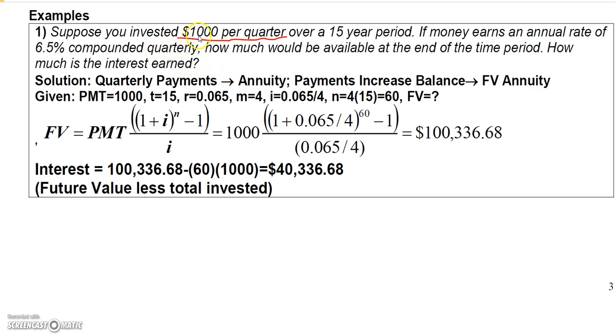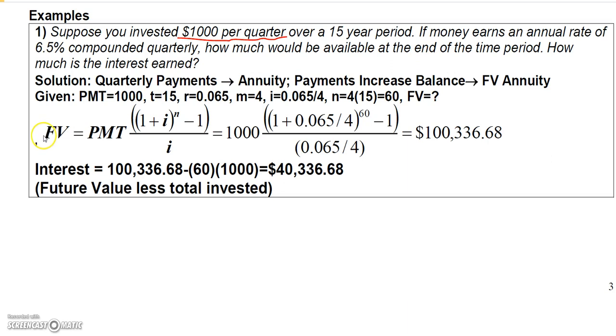Okay, so just think about what you're doing. You're putting in $1,000 per quarter into an account that earns a rate of 6.5% compounded quarterly. So, as I said, you have quarterly payments, so you know it's an annuity. And your payments are designed to increase the balance, so you know at the end you should have a future value. So this is a future value annuity.